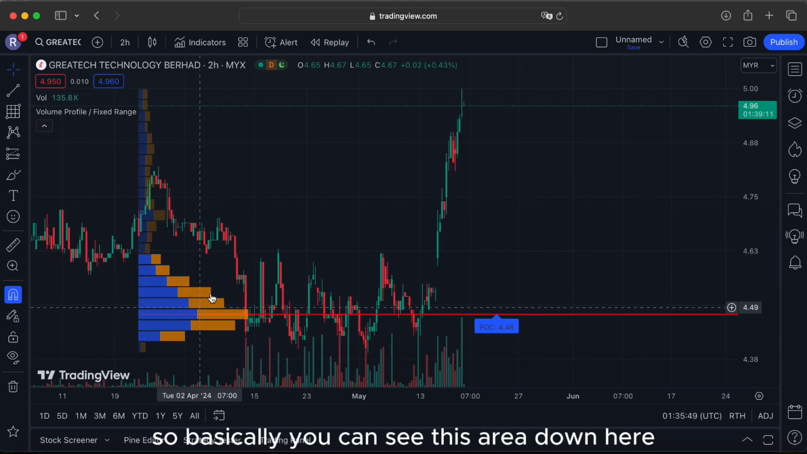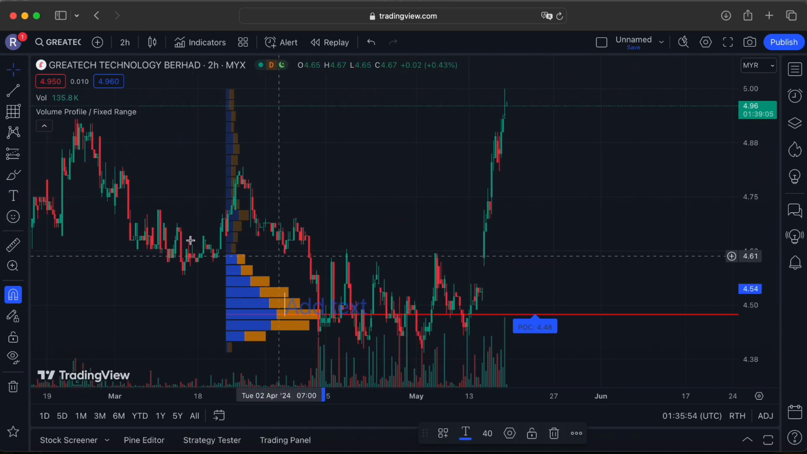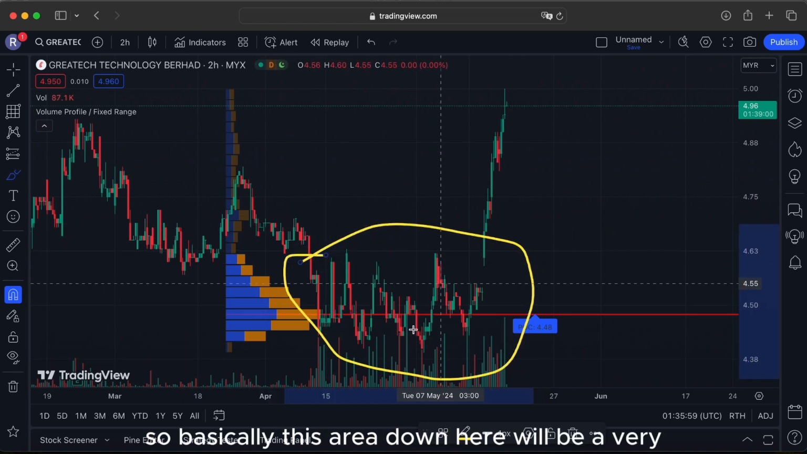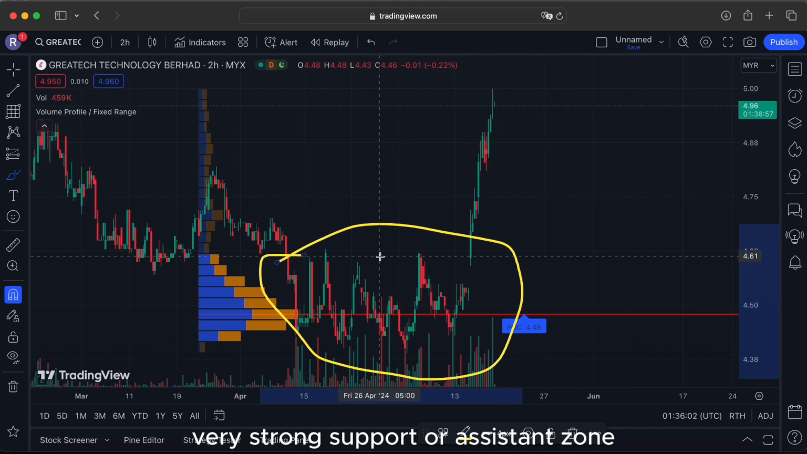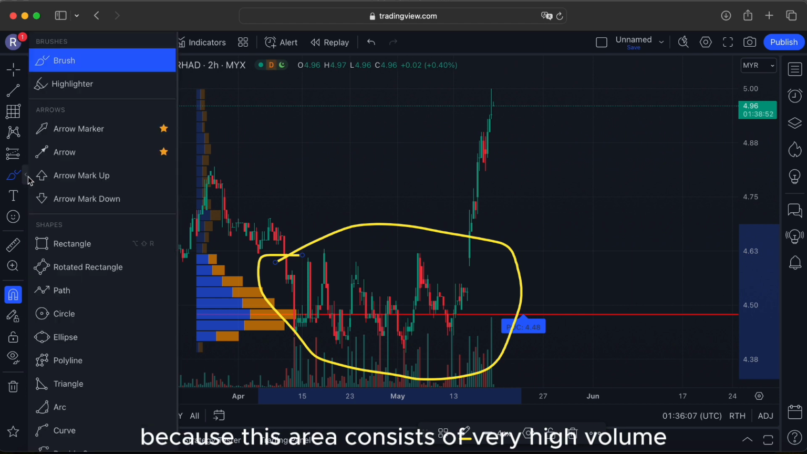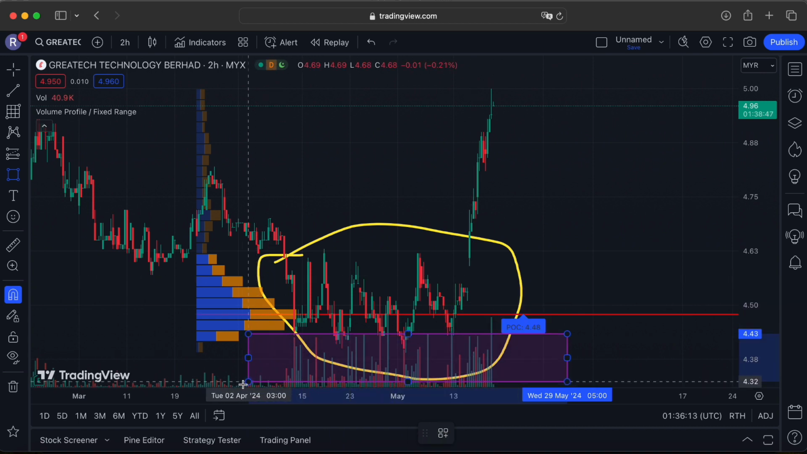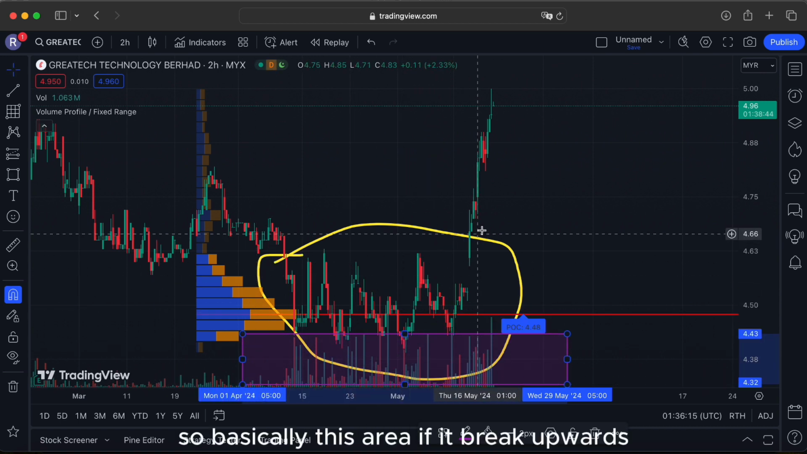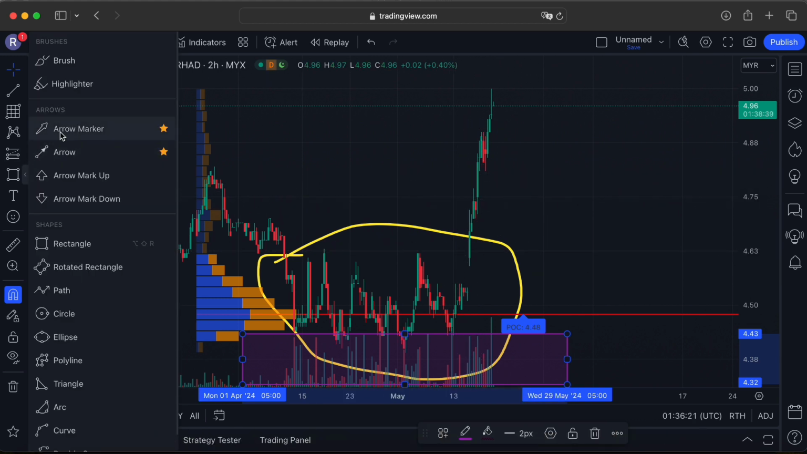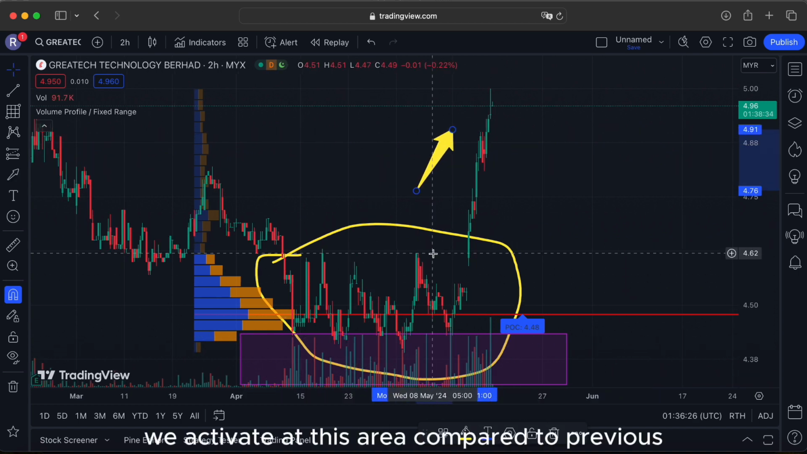So basically you can see this area down here. Let me plot it up. This area down here will be a very strong support or resistance zone, because this area consists of very high volume. If it breaks upwards, it will show a very strong reversal trend, as most of the people will accumulate at this area compared to previous.